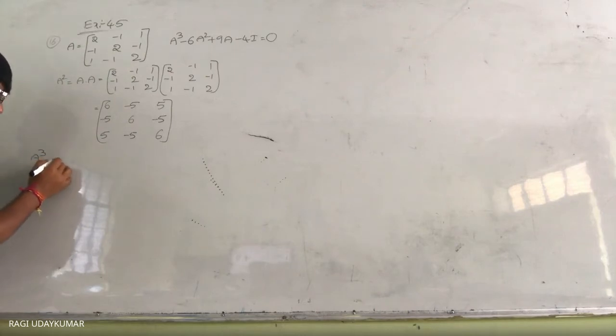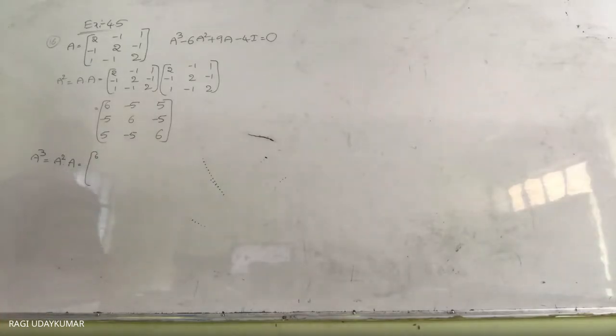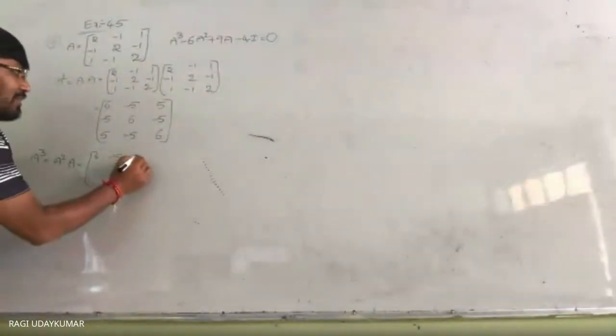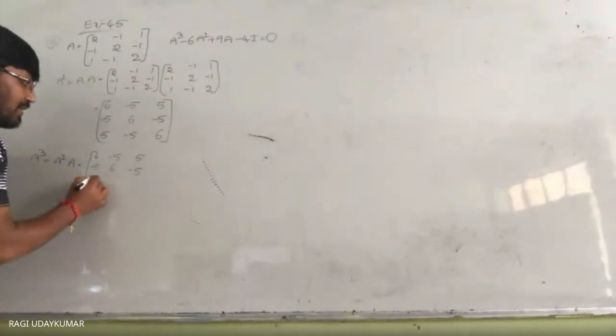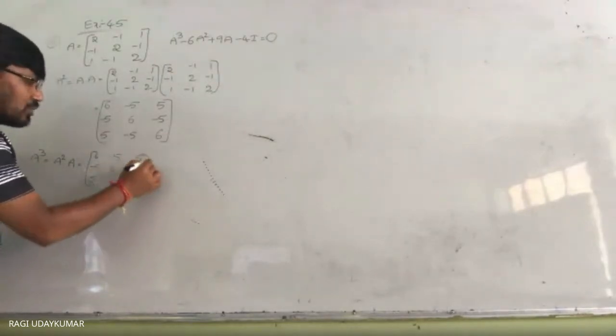Now we have to find a cube. To find a cube, a square into a. Symmetric. Yes, it is symmetric matrix. When you observe, same here, when you interchange: 6 minus 5 5, minus 5 6 minus 5 5, minus 5 6. This is a square.